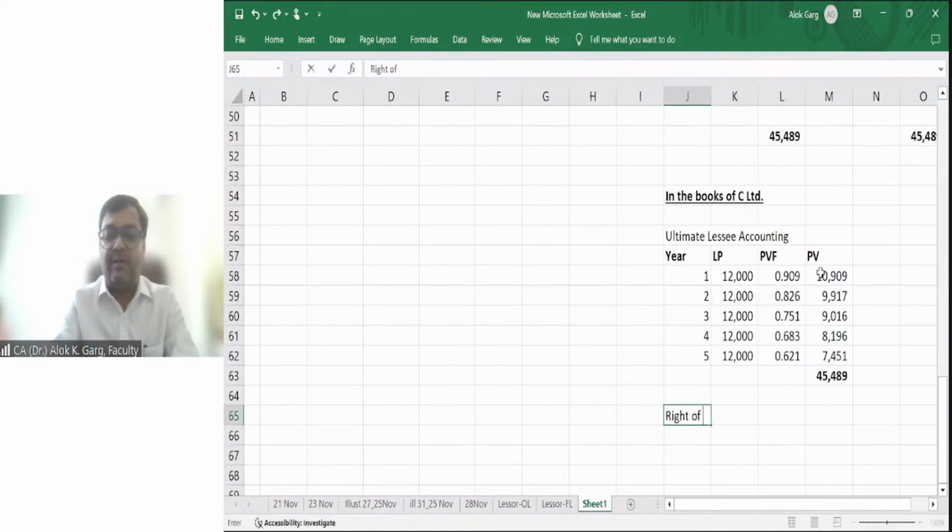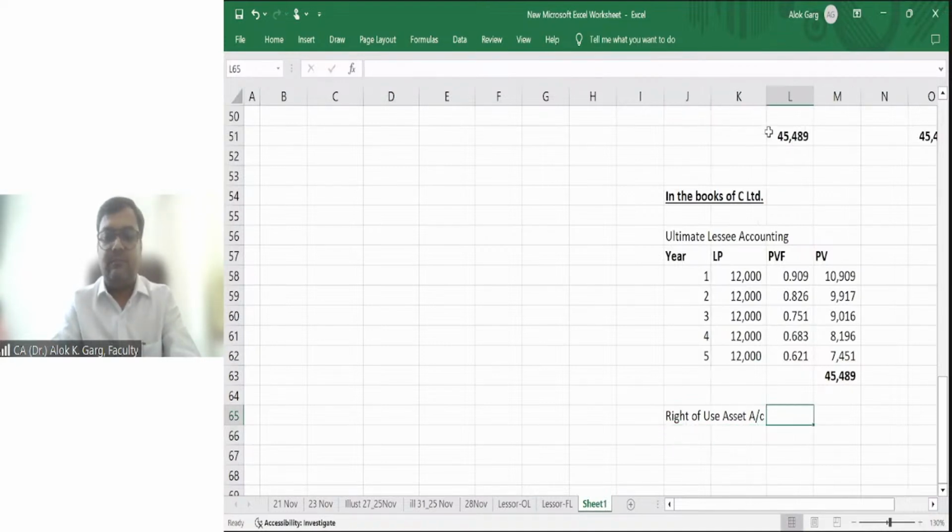What is the accounting in the books of C Limited? Right of use asset account debit. Lease liability credit. By how much? 45,489. Right, this 45,489 has to be depreciated over a life of 5 years.